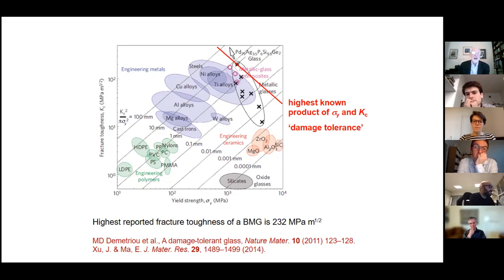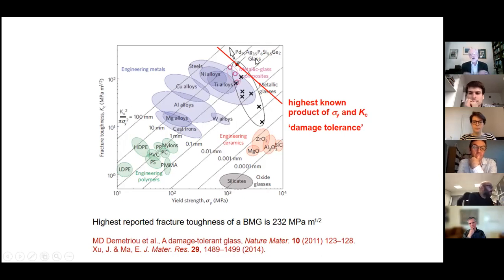Well, you could then pose the question, what's the material that would give you the highest product of these two things, flow stress and the toughness? And that product you could call damage tolerance. That's a terminology promoted by Rob Ritchie in Berkeley. And that would put you, of course, towards the top right of this diagram. And it's simply astounding that of the materials known, the one which has the highest known combination of these two parameters is a metallic glass.